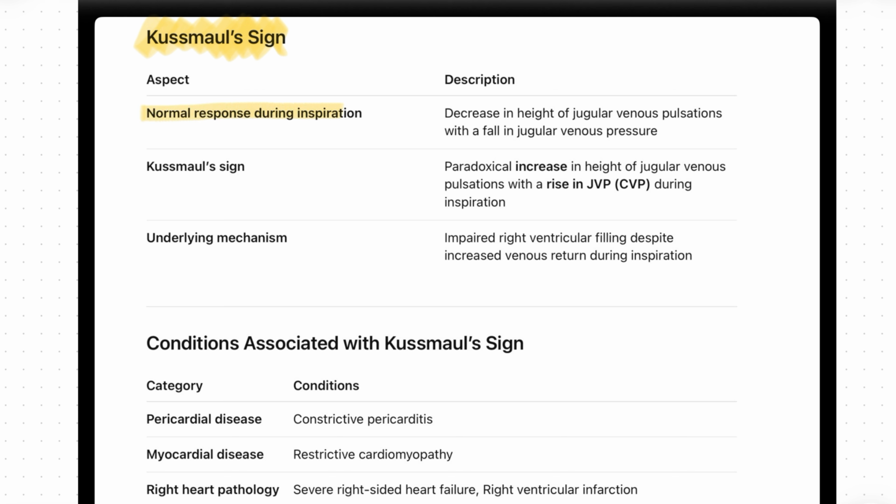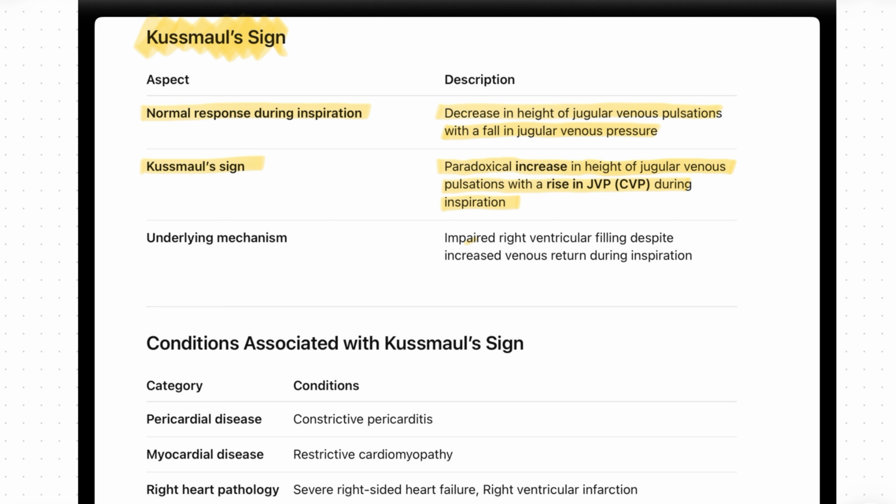So normal response during inspiration: decrease in height of JVP with fall in jugular venous pressure. So KUSSMAUL'S sign, what is KUSSMAUL'S sign? Paradoxical increase in height of jugular venous pulsation with a rise in JVP during inspiration. So basically it means the increase in your jugular venous pulsation will be due to an increase in your jugular venous pressure, which is slightly high for common sense.